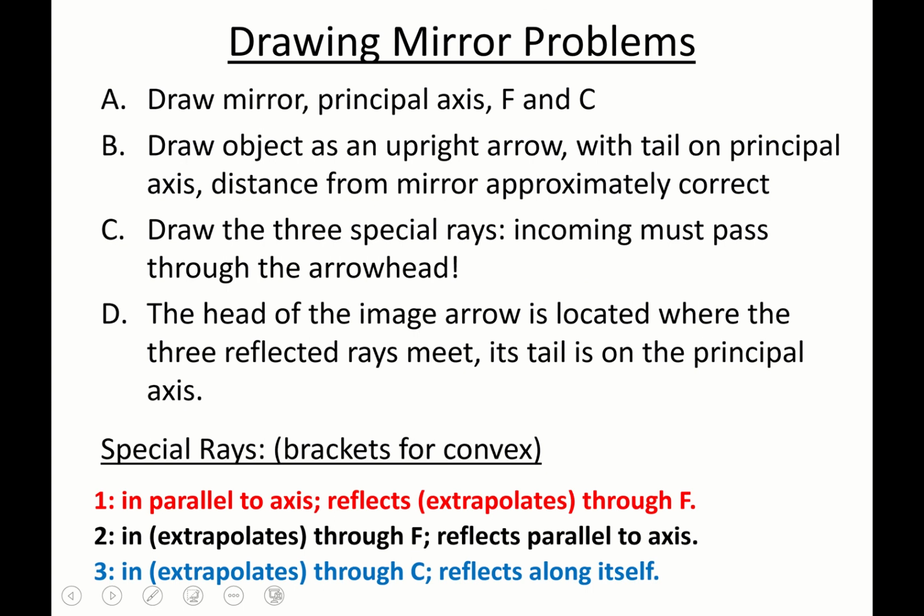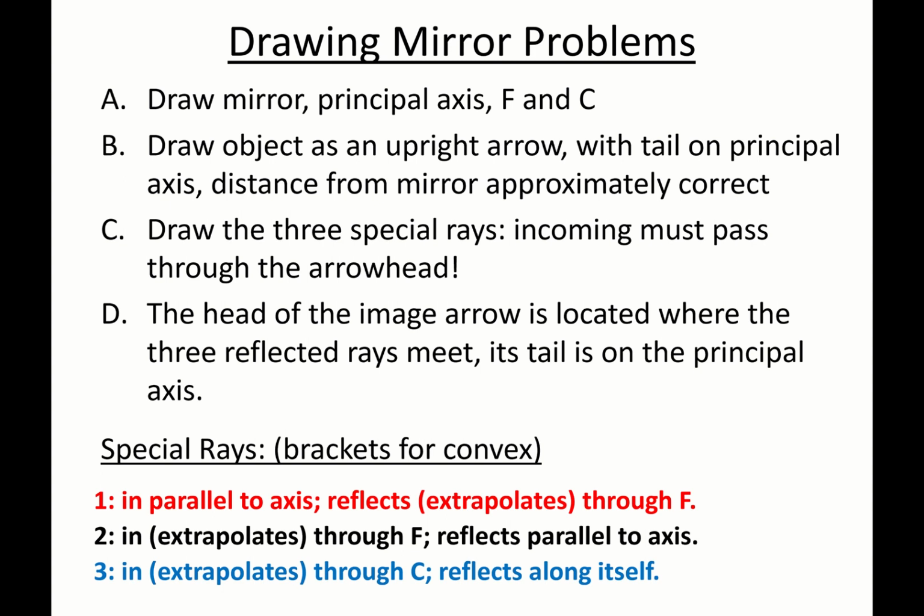So how do we draw a mirror problem? Well, first of all, draw the mirror, draw the principal axis, which is the horizontal line going through the mirror, draw the focal point and the center of curvature. Then draw your object as an upright arrow and make the tail of the arrow on top of the principal axis, and make the distance from the mirror approximately correct given what the center of curvature and the focal length are. Draw the three special rays. Remember, the incoming ray must pass through the arrowhead, and the head of the image arrow should be located where the three reflected rays meet, with its tail on the principal axis.